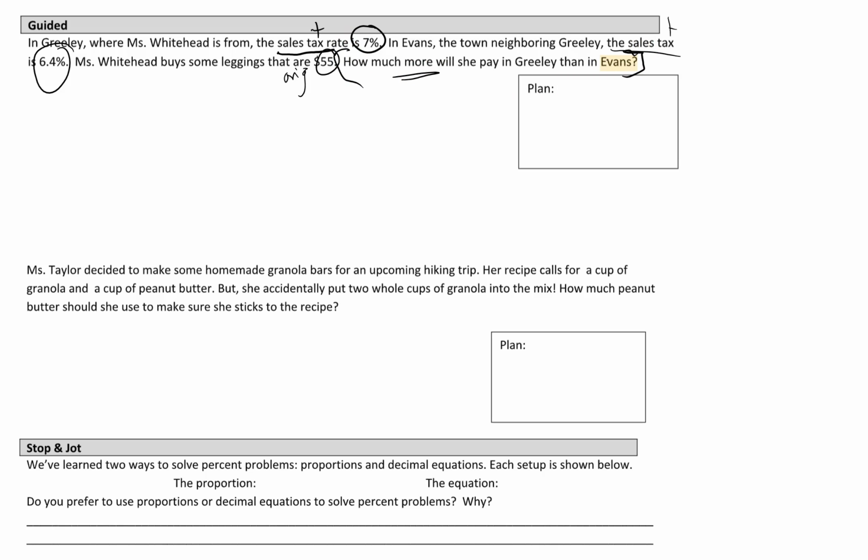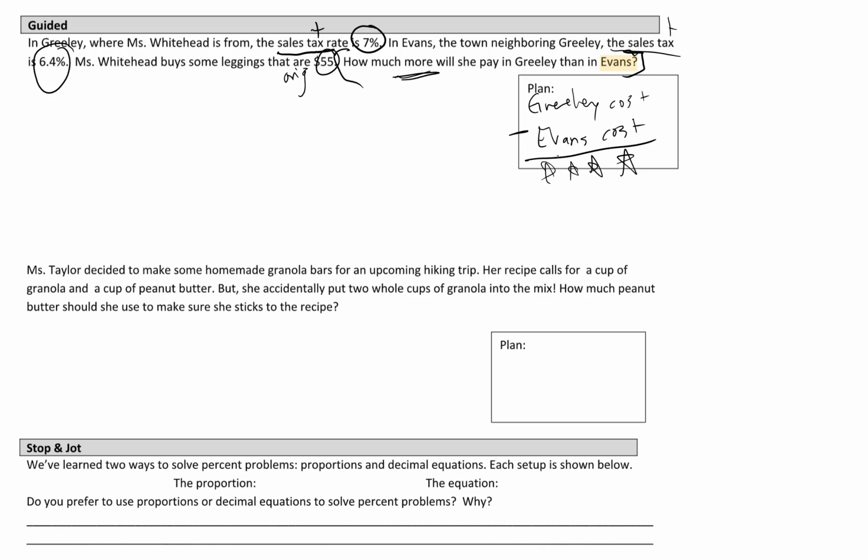So I've got a lot of information in this question. I'm going to start by just thinking about what it's asking and making a plan. If I'm going to need to find how much more, I need to find the two amounts. So we need to find Greeley cost. We need to find Evans cost. And then if I'm going to decide again how much more, that tells me to subtract the two. And then this will be my answer. So let's start with Greeley cost.